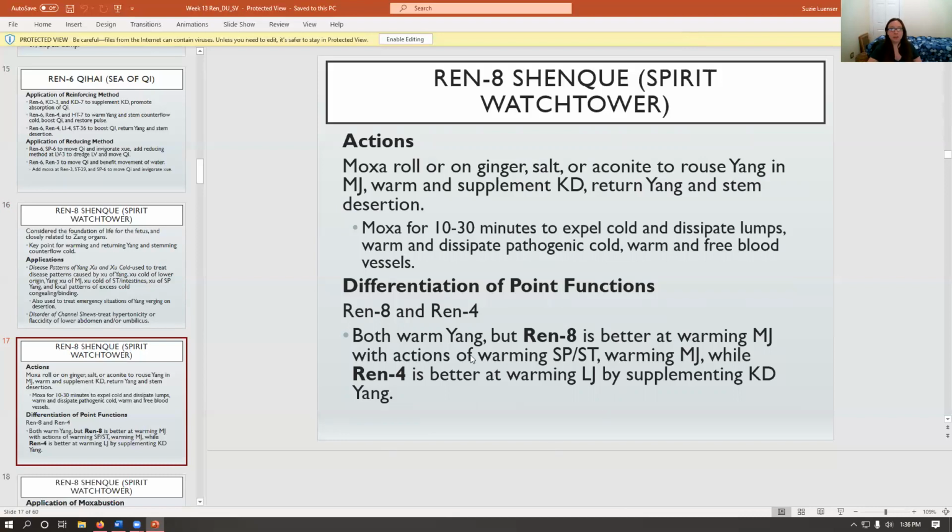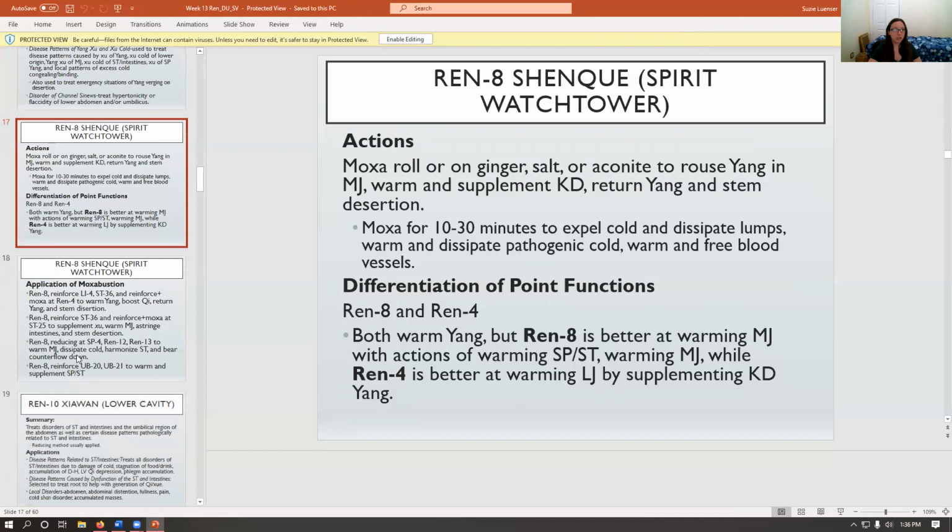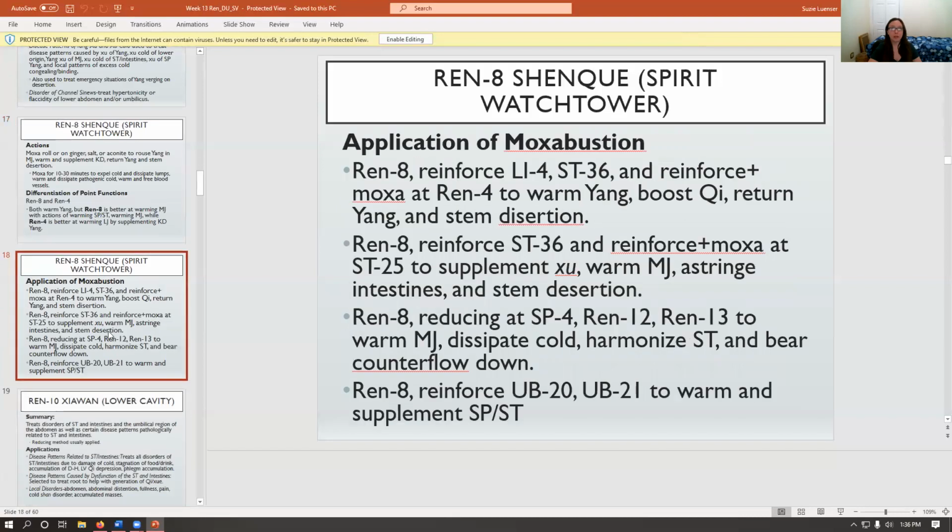All right, so this differentiation of point functions here is just a reiteration of what it was saying before. Ren 4 better for lower jiao, Ren 8 better for middle jiao, but you can use both to help either. And again, in real life, we're probably going to be combining these points.